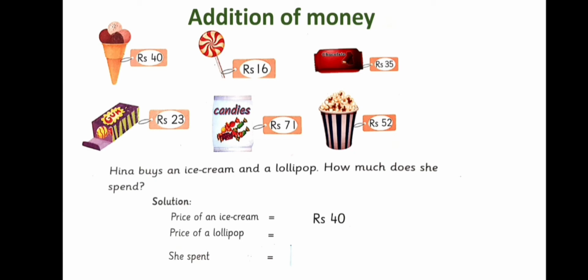And the price of the lollipop is 16. Now we'll add both the prices. Then we can find how much money she spent. 0 plus 6, 6. And 4 plus 1, 5. It means she spent 56 rupees to buy an ice cream and a lollipop.